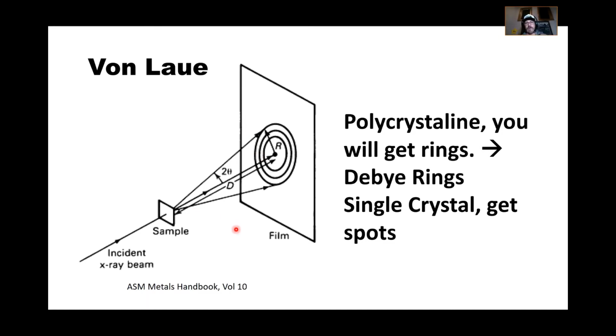So for Laue diffraction, if it's polycrystalline, you're going to get rings, and these rings are called Debye rings. If you're looking at a single crystal, you're just going to get spots. Polycrystallinity is signified by rings on diffraction patterns. Later on, when we talk about electron diffraction patterns, these kinds of ring patterns are a key that you've gone through dynamic recrystallization. We'll talk about that a little bit more. Again, by convention, it's 2 theta.